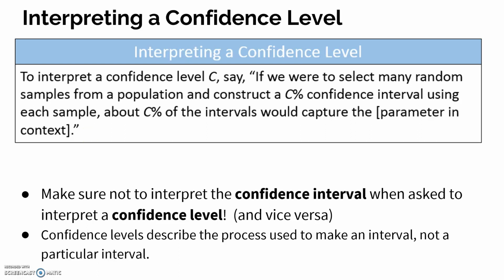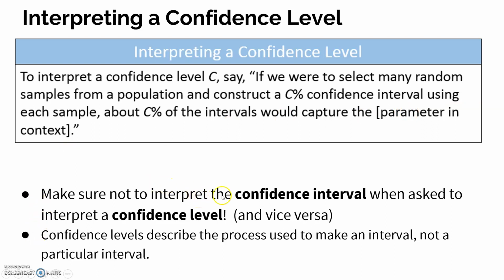All right, so let me read through this. It says, to interpret a confidence level C, say, if we were to select many random samples from a population and construct a C% confidence interval using each sample, about C% of the intervals would capture the parameter in context. Okay, so a couple of notes down here.